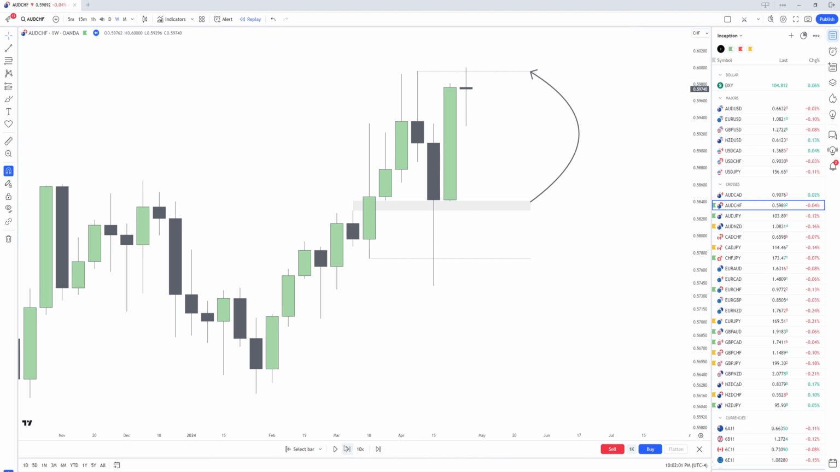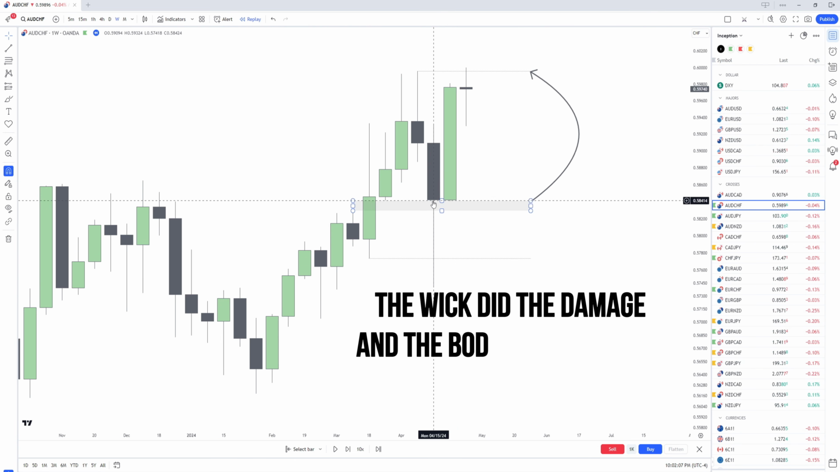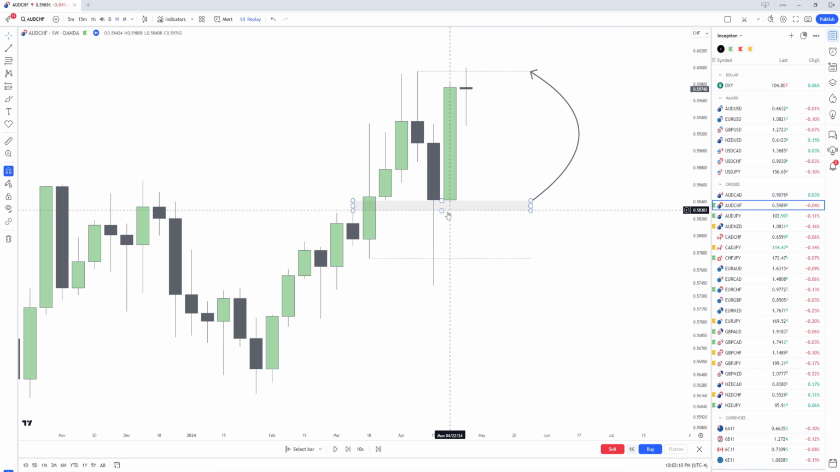Boom. Draws directly to external range liquidity. Yes, we did wick lower. It swept this liquidity, but the wick did the damage and the bodies told the story. So we respected fair value, and then we now seek liquidity.